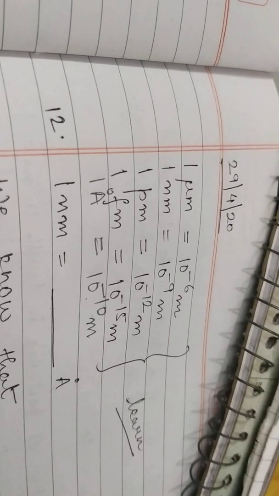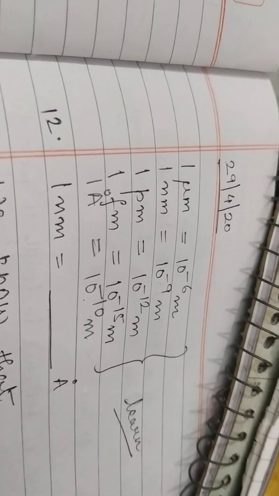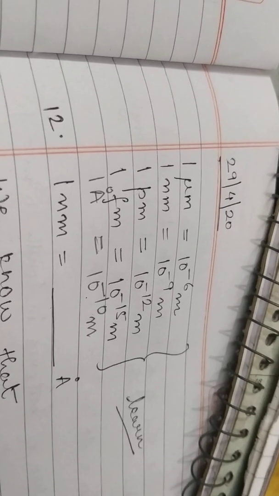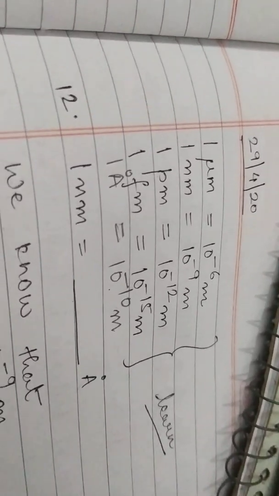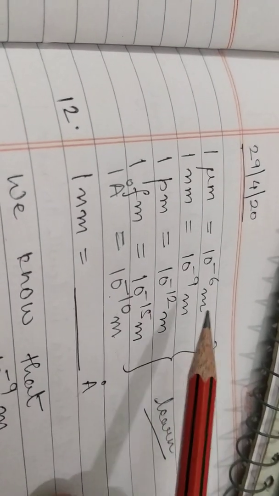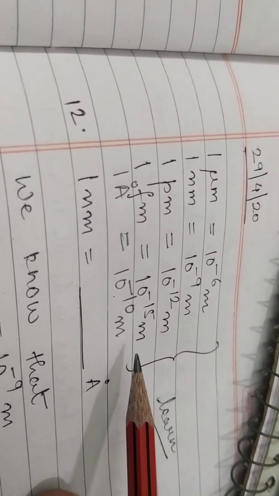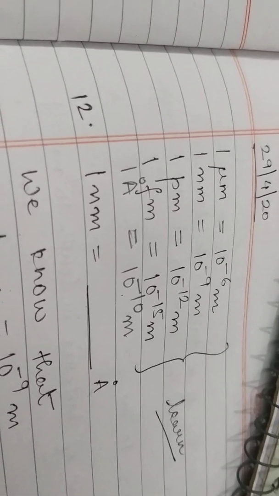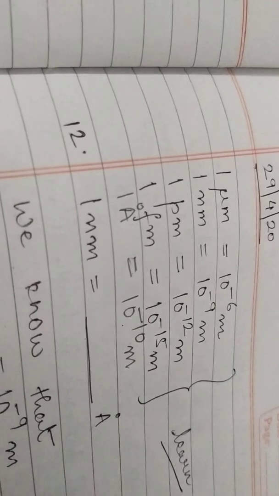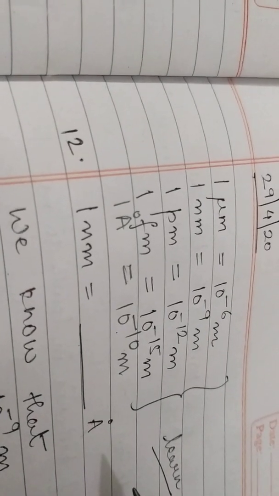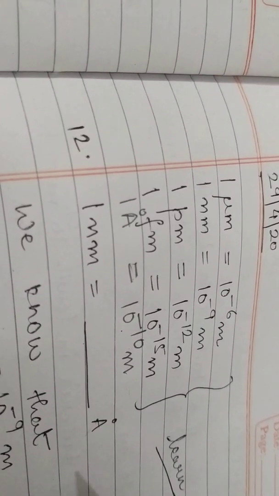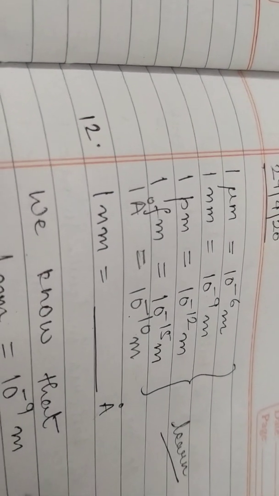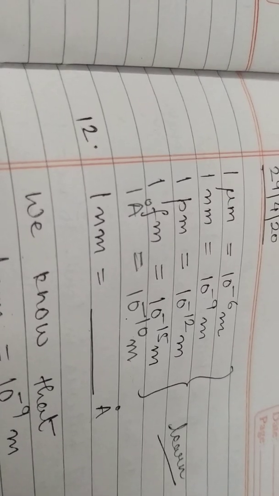So you cannot learn each and every relation. What you need to know is how to convert various units into one another. These are the important ones which I have written. There are many other prefixes also. If you want, you can learn them also, but these are the important ones. So I will show you how to convert units. I have written some of the numericals from your book, and I will try to discuss them here.